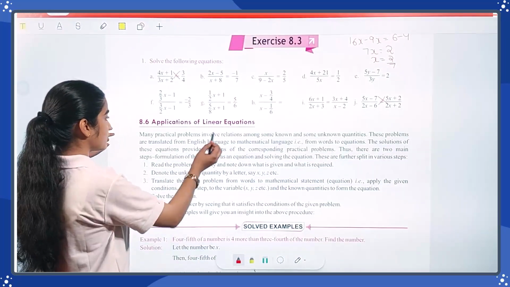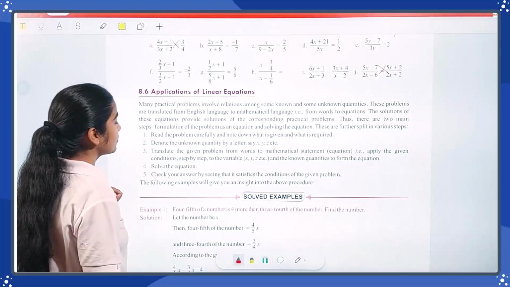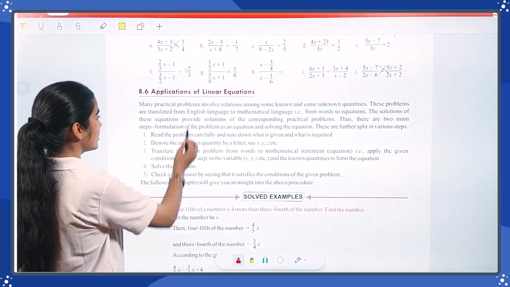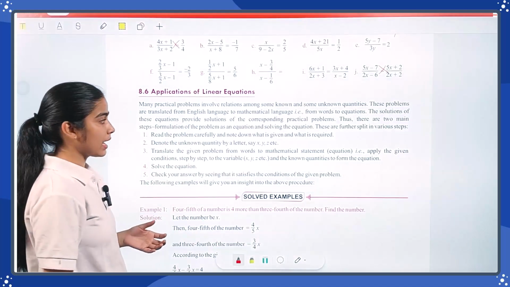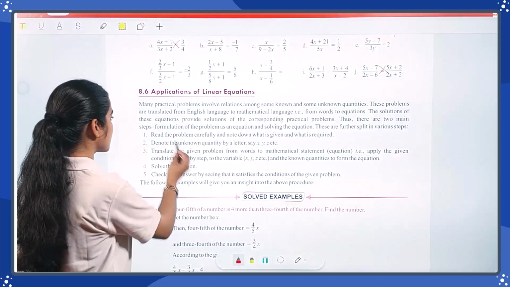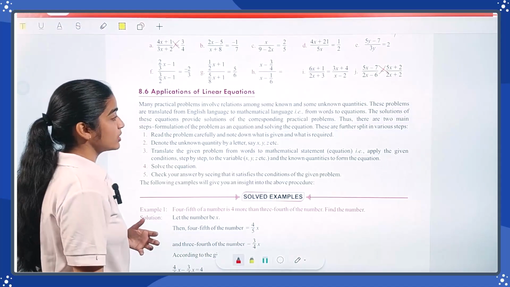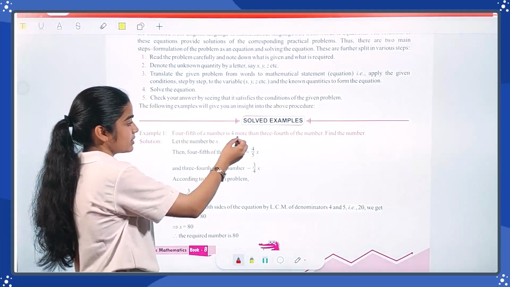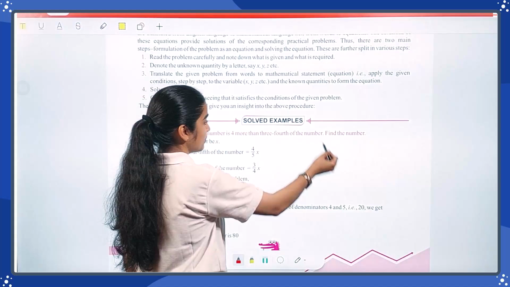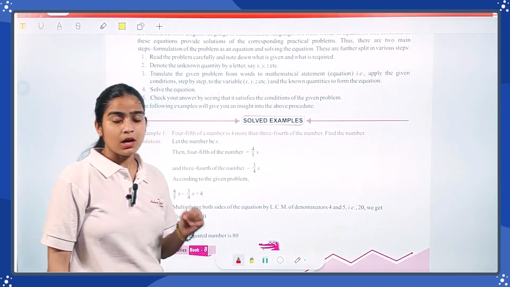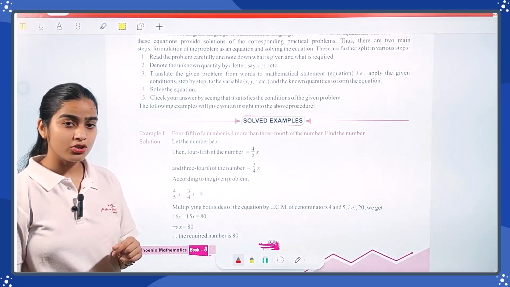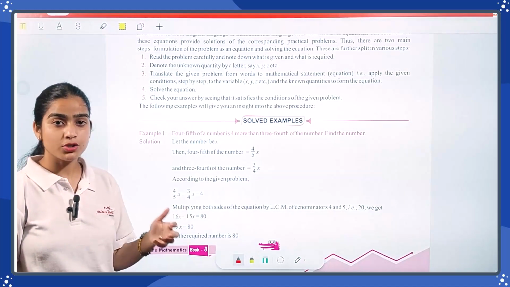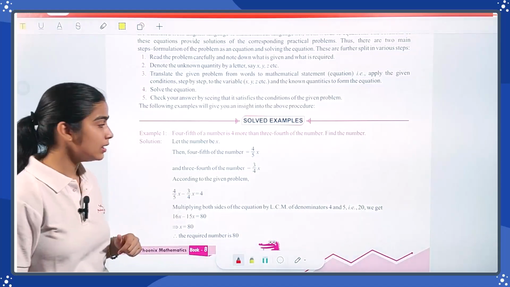Next, we have applications of linear equations. Many practical problems involve relations among some known and some unknown quantities. These problems are translated from the English language to mathematical language, from words to equations. The solution of these equations provides the solution of the corresponding practical problems. For example, 4/5 of a number is 4 more than 3/4 of the number. Find the number. In this chapter you need your algebraic expressions knowledge, because in algebraic expressions we also learned how to make an equation with the help of words into mathematical language.